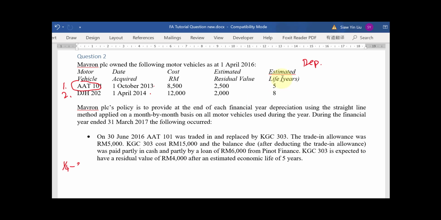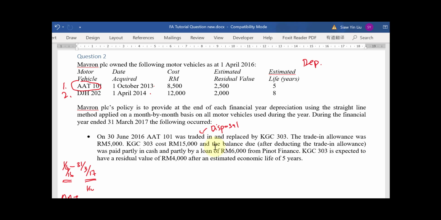So we need to calculate the depreciations. If you look at the year end, it is different. It's not from January to December. In fact, it's from January to March. So if you look at this company, their year end is from 1st of April until 31st of March 2017. Since it's a trade-in, we go to the disposal account.